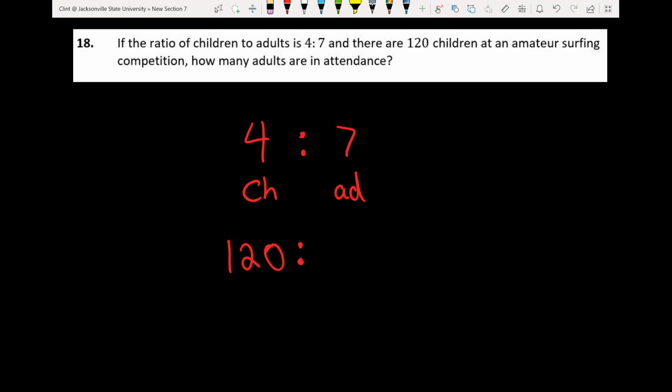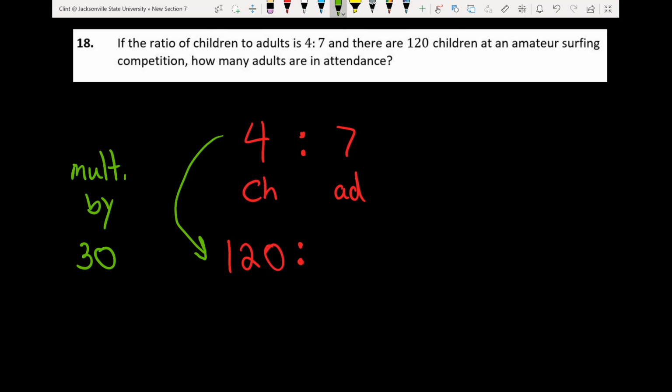Okay, so what we can do here, since we're making an equivalent ratio, it's like making an equivalent fraction. So this is really almost like working backward from simplifying a fraction. What do we have to multiply 4 by to end up with 120? Or another way of asking that same question is what's 120 divided by 4? So if we do 120 divided by 4, then to get from 4 to 120, we want to multiply by 30. 4 times 30 will give us 120.